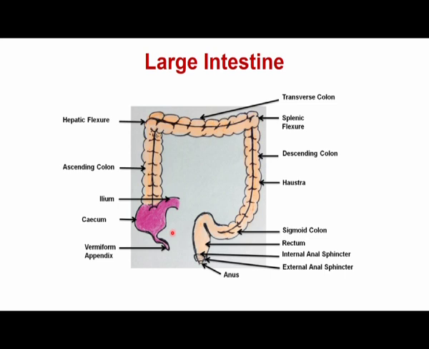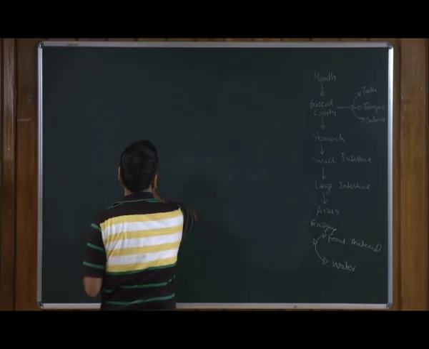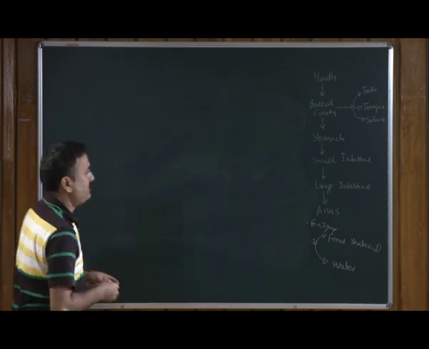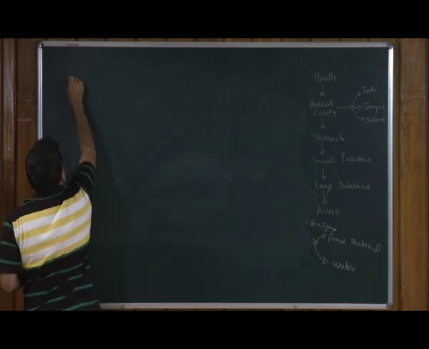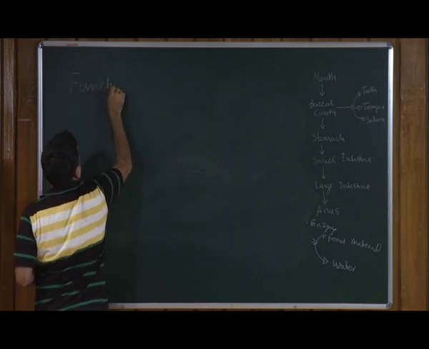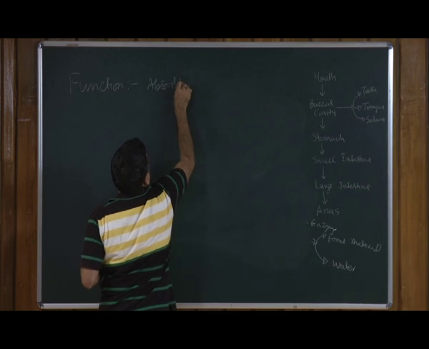Now, if you see the functions of the large colon, there are different functions, and the major function of the colon is that it absorbs water. Okay, so let us see how it happens. The large intestine's main function is the absorption of water.